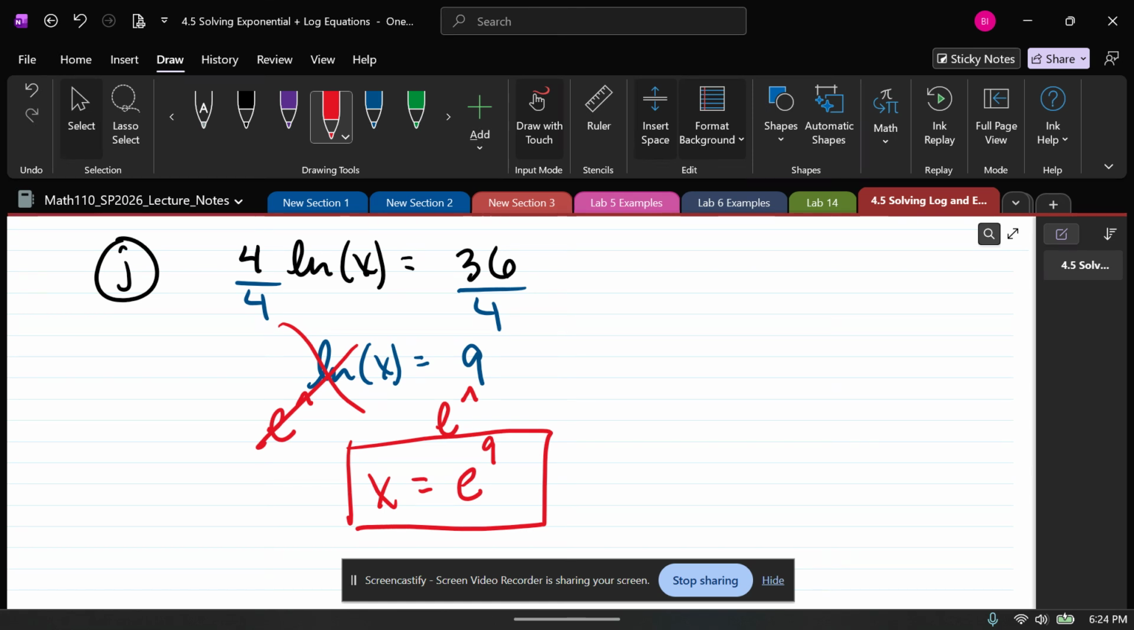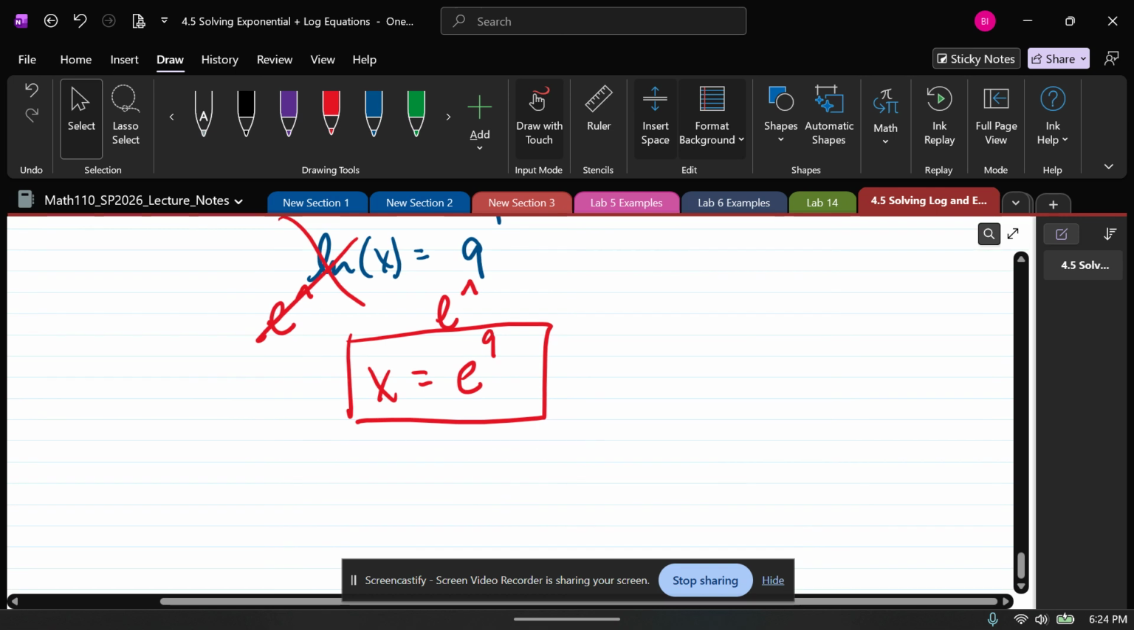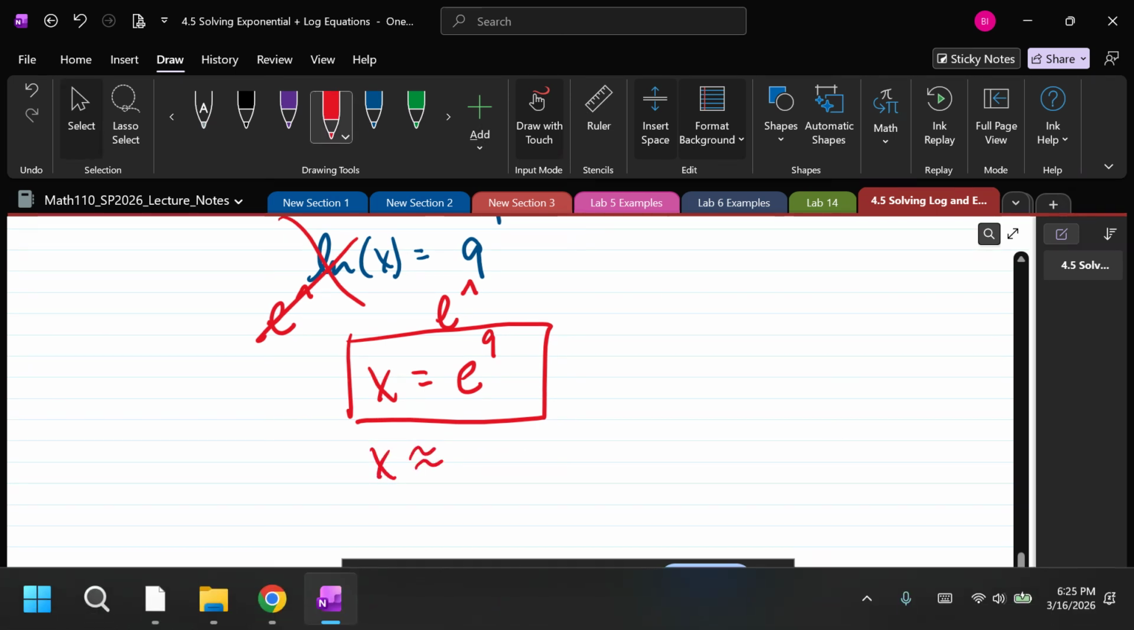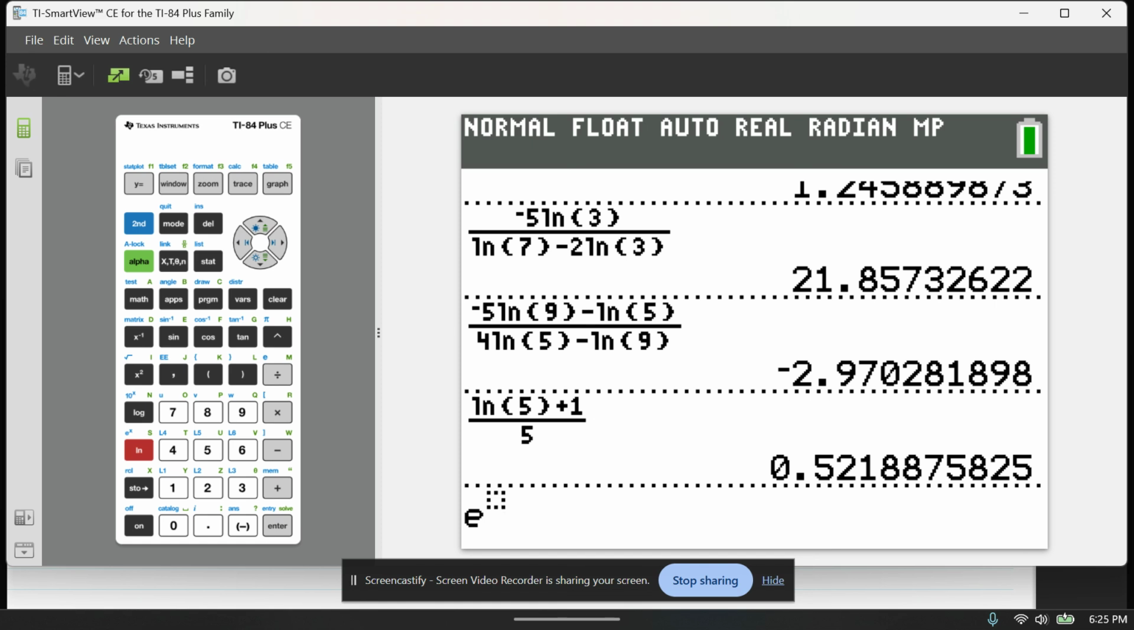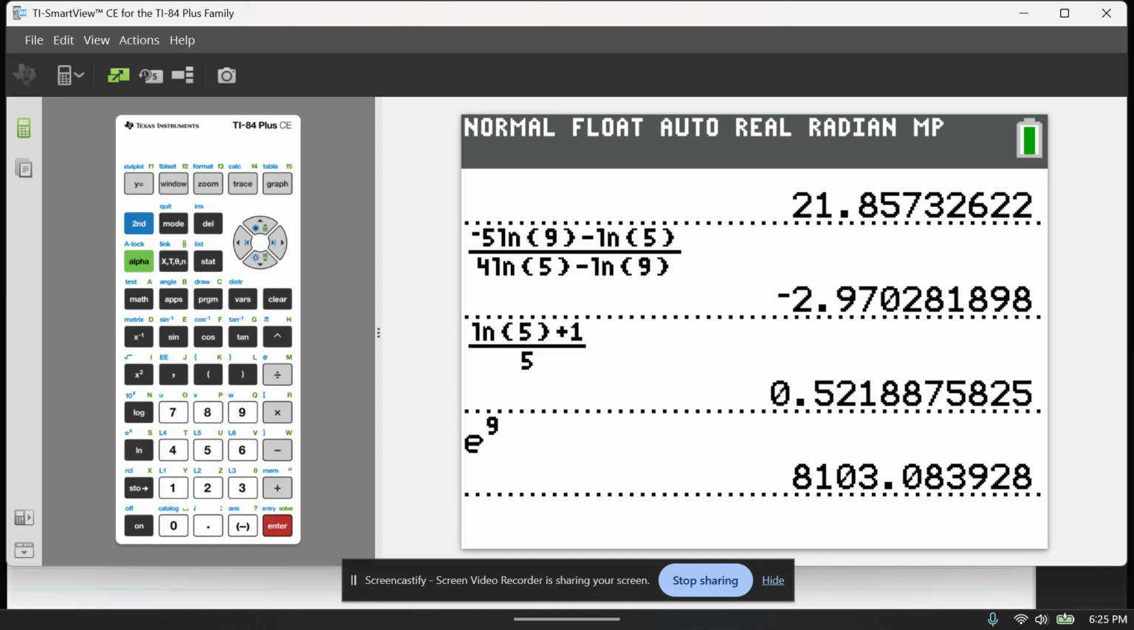Whatever the base of the logarithm is, that's the exponential you're going to use. Now I'm going to get a decimal approximation for e to the 9th. On your calculator, to get the e, you hit second and then natural log, blue button and then the natural log button will get you the e, the irrational number e. We're raising it to the 9th power. Hit enter.